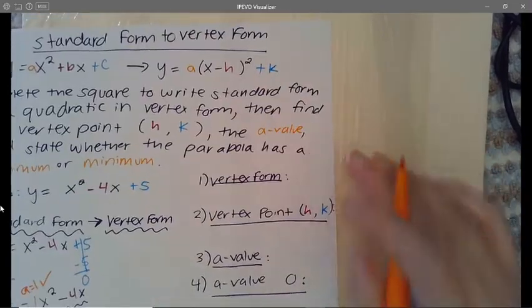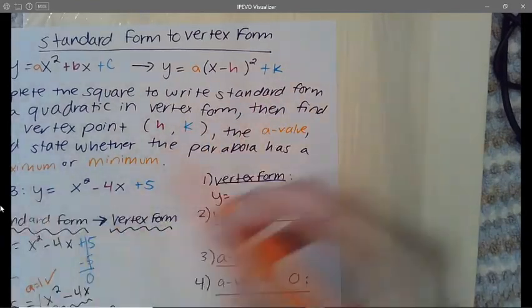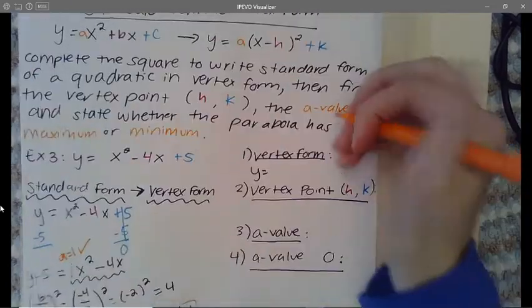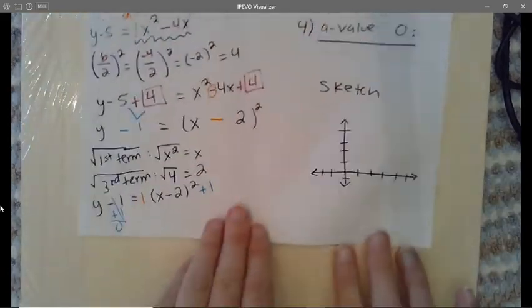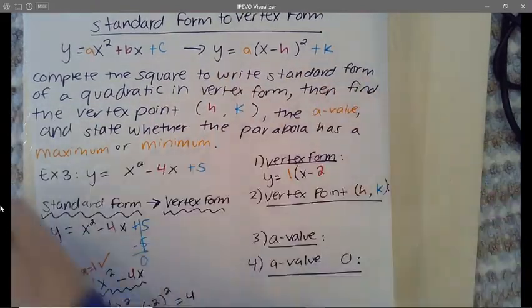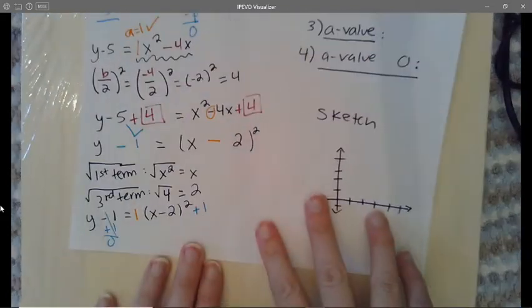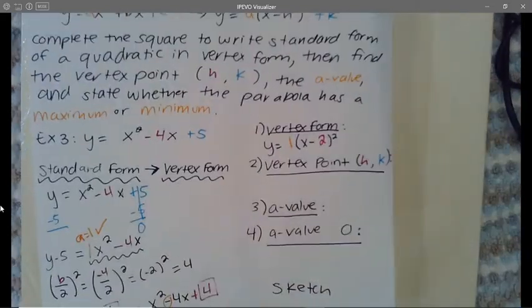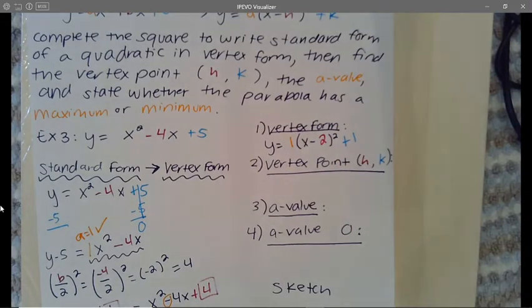Okay, so let's do it, you guys. Vertex form is y equals, my a value is technically a 1, since I didn't see anything. So 1, parenthesis, and then it's x minus 2 squared. So x minus 2 squared. And then we added the 1 onto the end, so plus 1. Okay, so here's my vertex form.